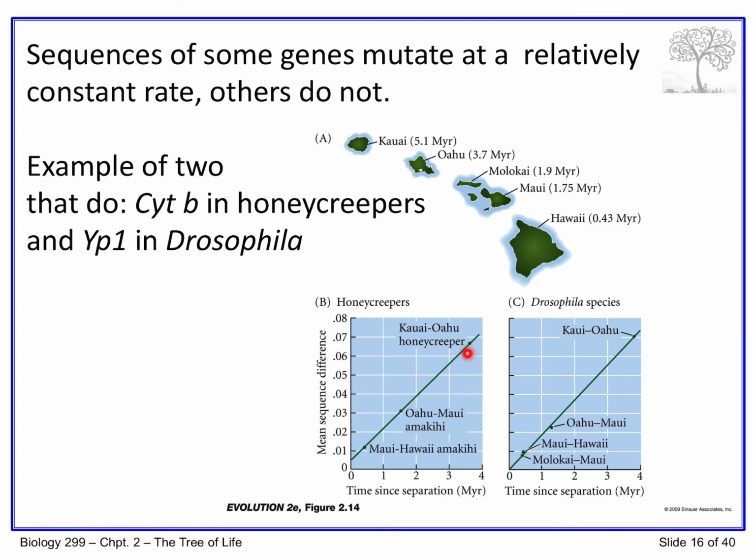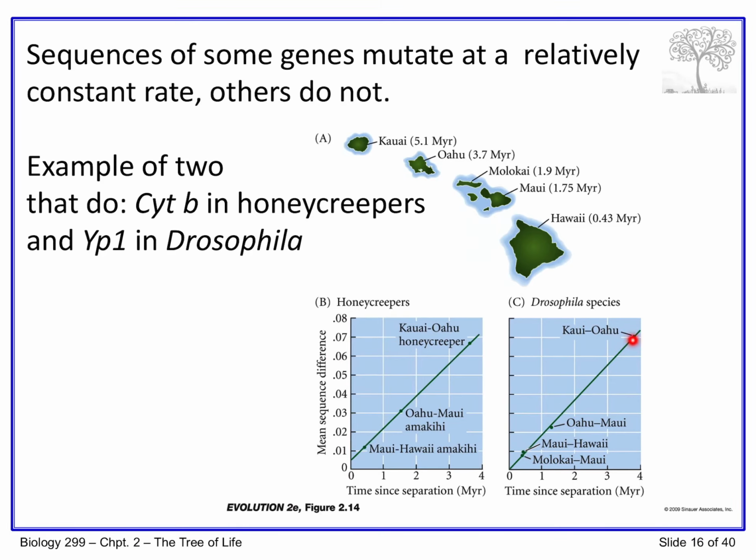And then if you look at Kauai and Oahu right here, they've been separated for much longer, on the order of 3.7 million years, something like that. And so that's more time for more changes to occur, and we see that they do have more mutational differences between them, about 0.065%, something like that. So more time means more mutational differences, and the fact that all of these points fall in a straight line means that that gene is mutating in a clock-like fashion, a linear, straight line fashion.